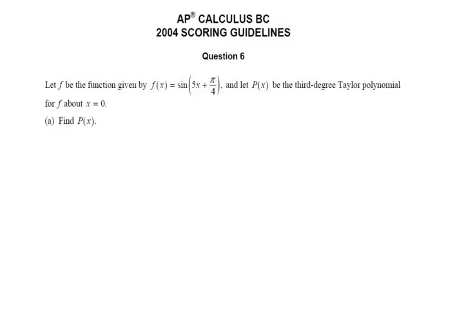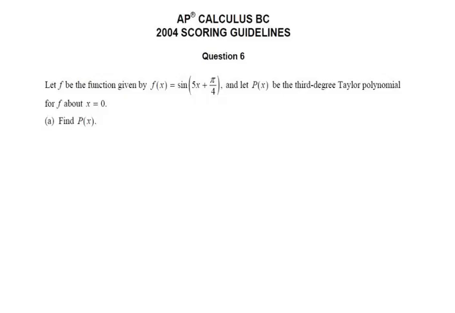2004 BC test question number 6. f is a function given by f of x is sine of 5x plus pi over 4, and p of x is the third degree Taylor polynomial for f about x equals 0. We want to find p of x. Now there are two ways to go here.